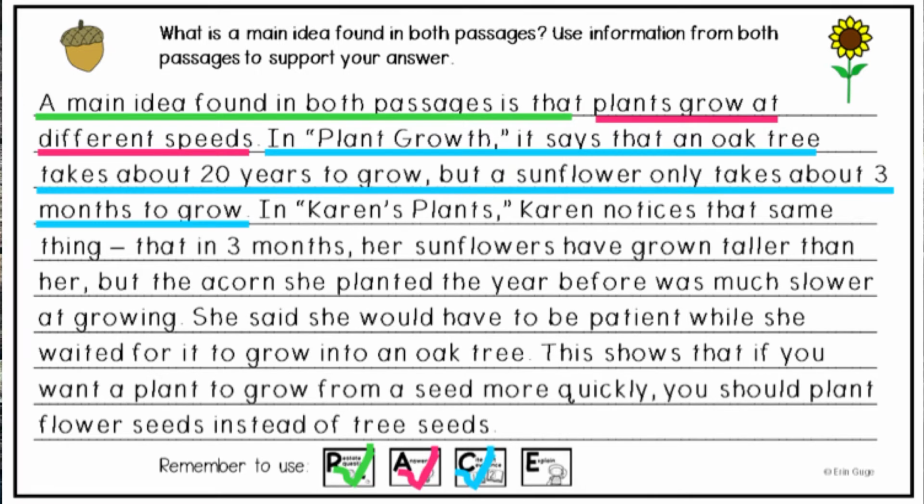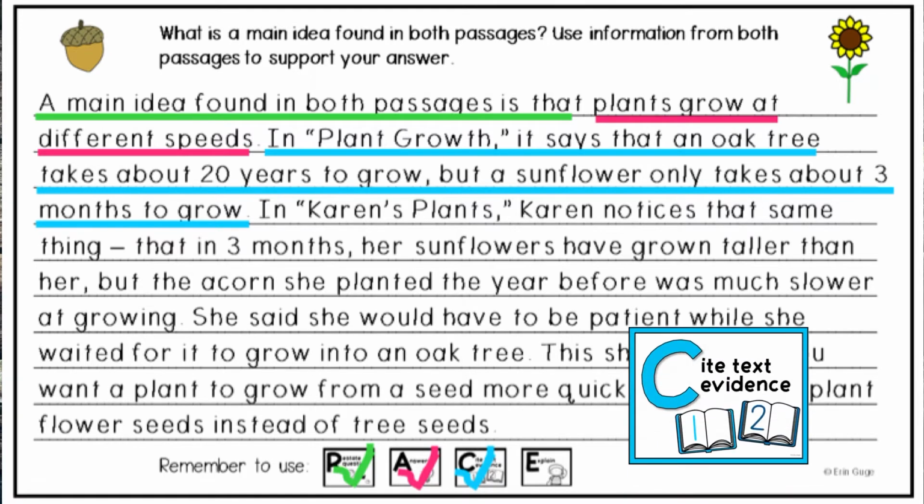Yes, in Plant Growth it says that an oak tree takes about 20 years to grow, but a sunflower only takes about 3 months to grow. So we underline that in light blue, and at the bottom let's check off the part of the C box that has that first text. That means we have text evidence from the first text.